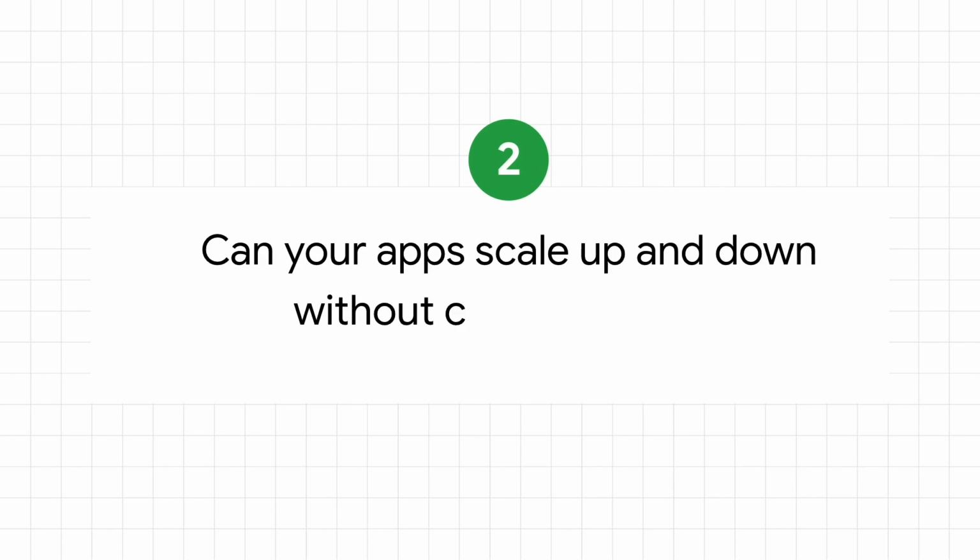Question number 2. Can your app scale up and down without code changes? When you work with Anthos, you are adopting modern cloud native technologies like containers, serverless, and service mesh that enables microservices based applications. These are modular architectures that make it easier to upgrade and scale up and down than a tightly coupled monolithic application.